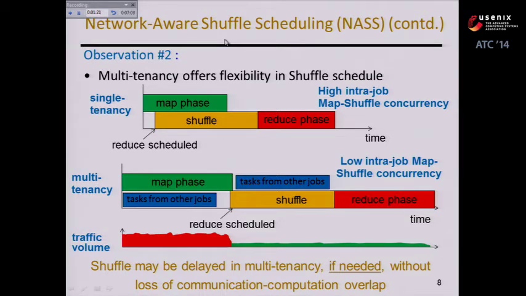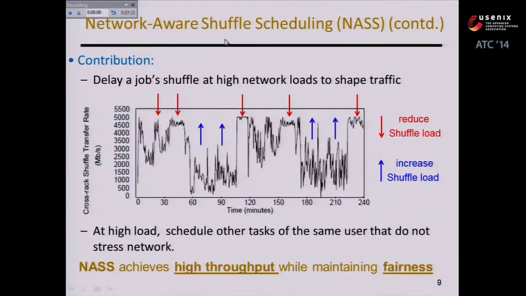And again, we can overlap the computation of this shuffle with the computation from other jobs' tasks. So that overlap of communication and computation is also not lost. And the resources which are freed by the shuffle, we can use to execute tasks from other jobs. This way, we can improve throughput of the cluster. So these are our two key observations.